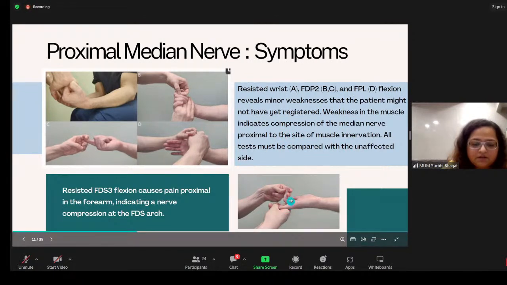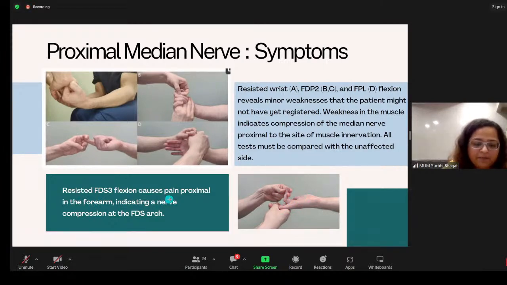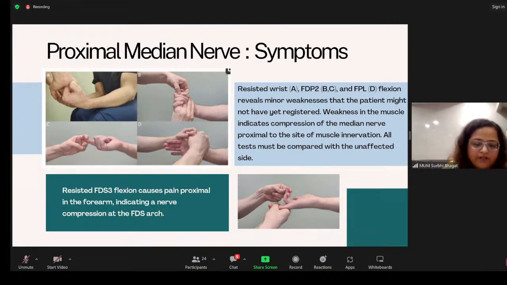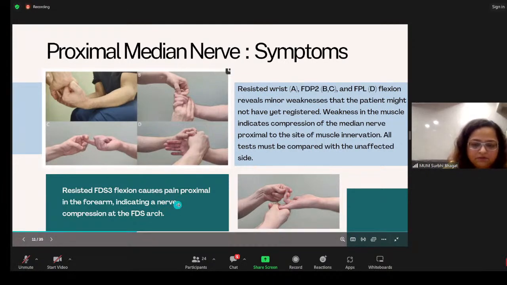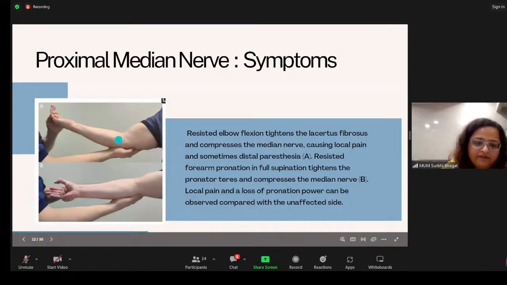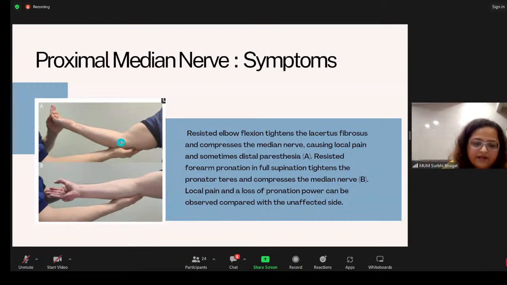Another test is for AIN, that is for the FDS arch. You ask the patient to flex the finger against resistance. This indicates that there is a compression somewhere in the forearm, not in the hand. This is a specific test, I feel, for pronator teres and lacertus fibrosus.